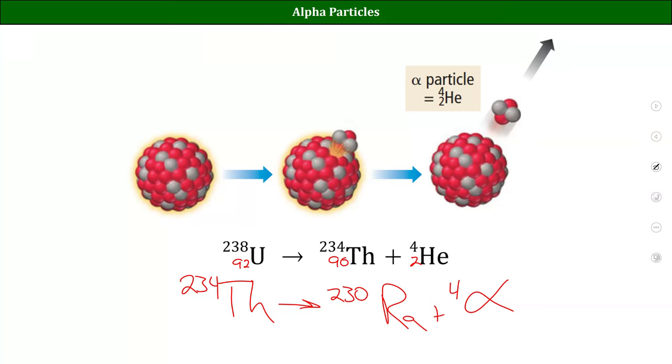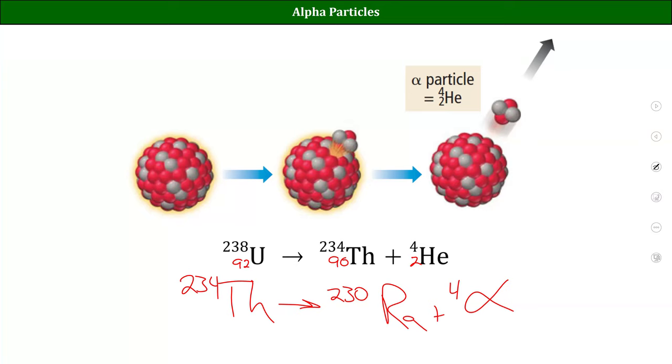So this is how we balance reactions when we're talking about nuclear reactions. We're not worried about charges. We're not worried about the same elements or nuclei. We're worried about, do we have the same number of nucleons on both sides? And to a lesser extent, the same number of protons, although the number of protons can change, which we'll see in a second.